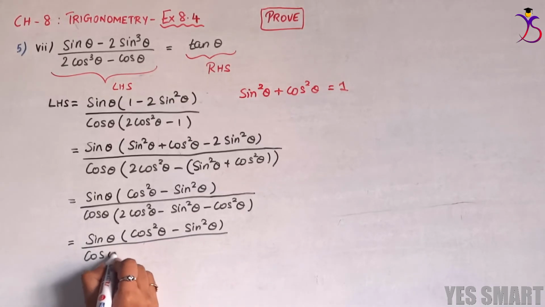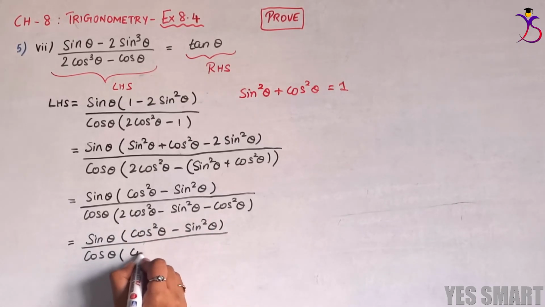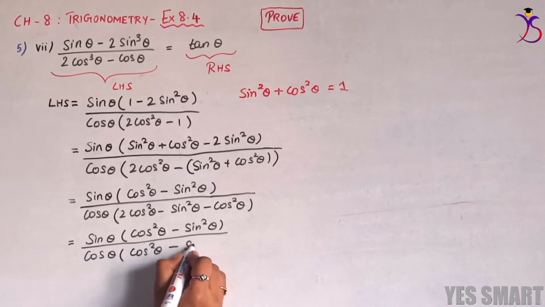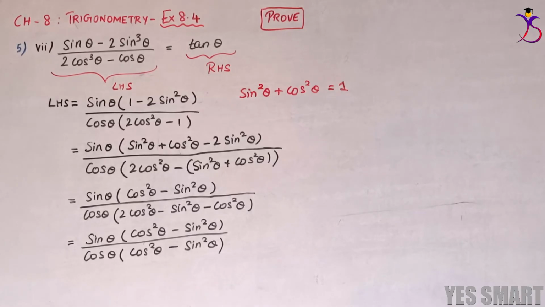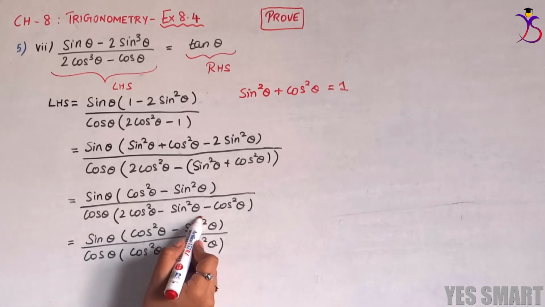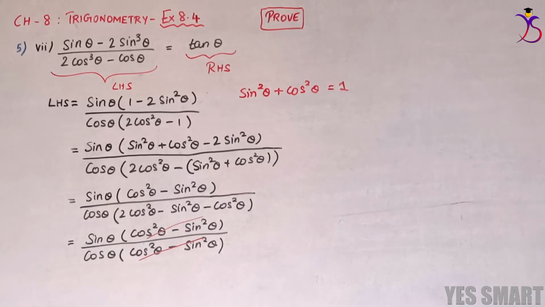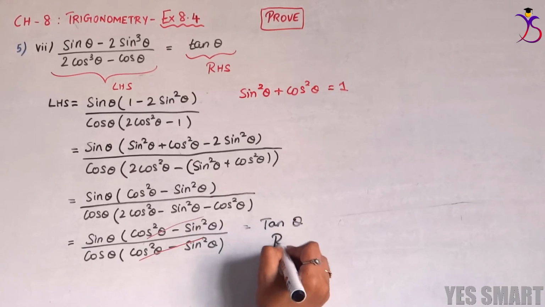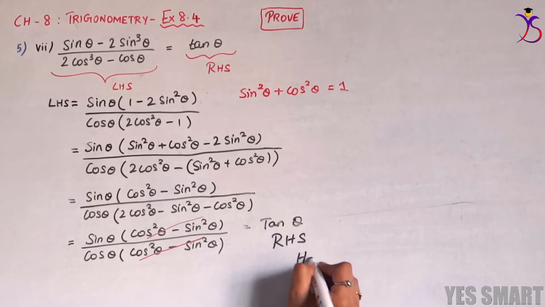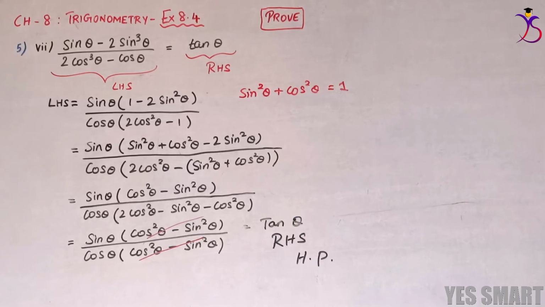Divided by, in the denominator cos theta remains same and 2 cos square theta minus cos square theta is cos square theta minus sin square theta. I am just writing it as it is. So this term in the numerator and denominator remains same, so it gets cancelled and we are left out with sin theta by cos theta, which is tan theta, which is the RHS, hence proved.